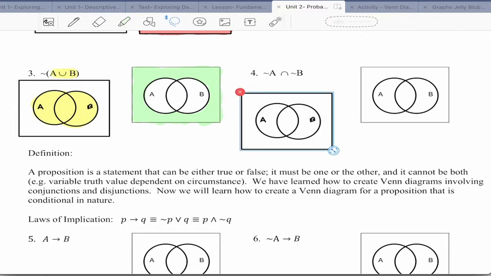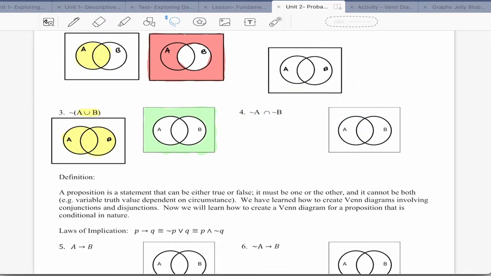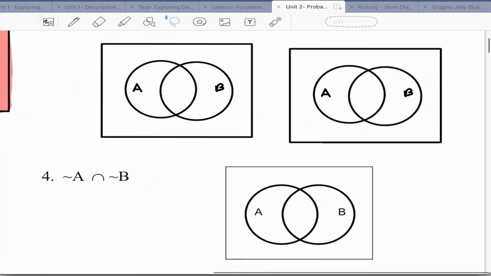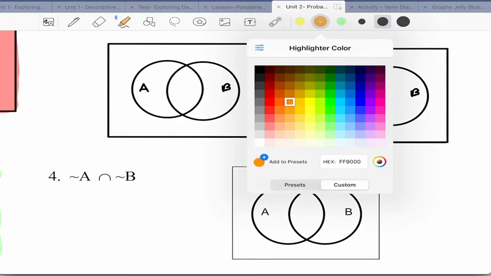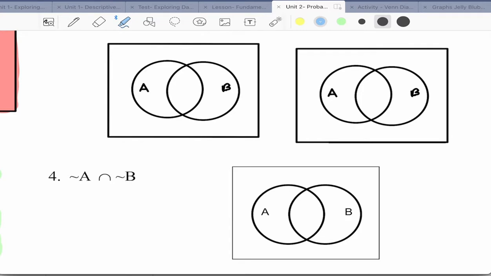So what I'll do, I'll just kind of do it up over here, is I'm going to diagram out what not A looks like. All right, so not A would be everything outside of the A circle. Not B would be everything outside of the B circle. Okay, so that's my not B.